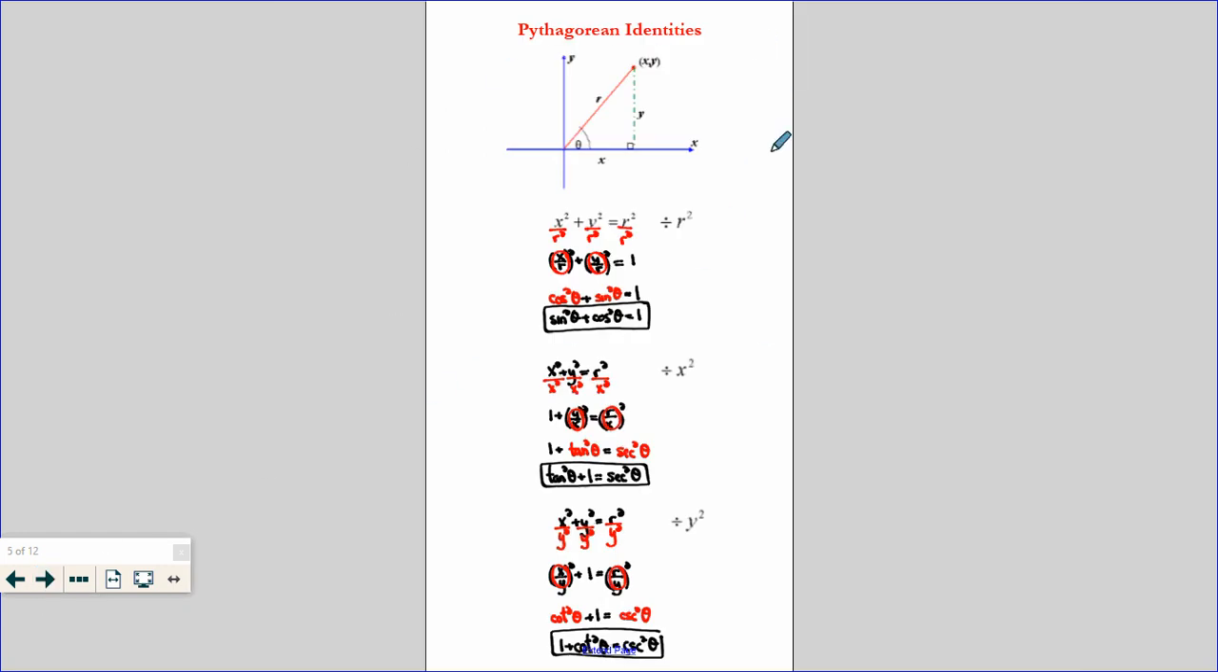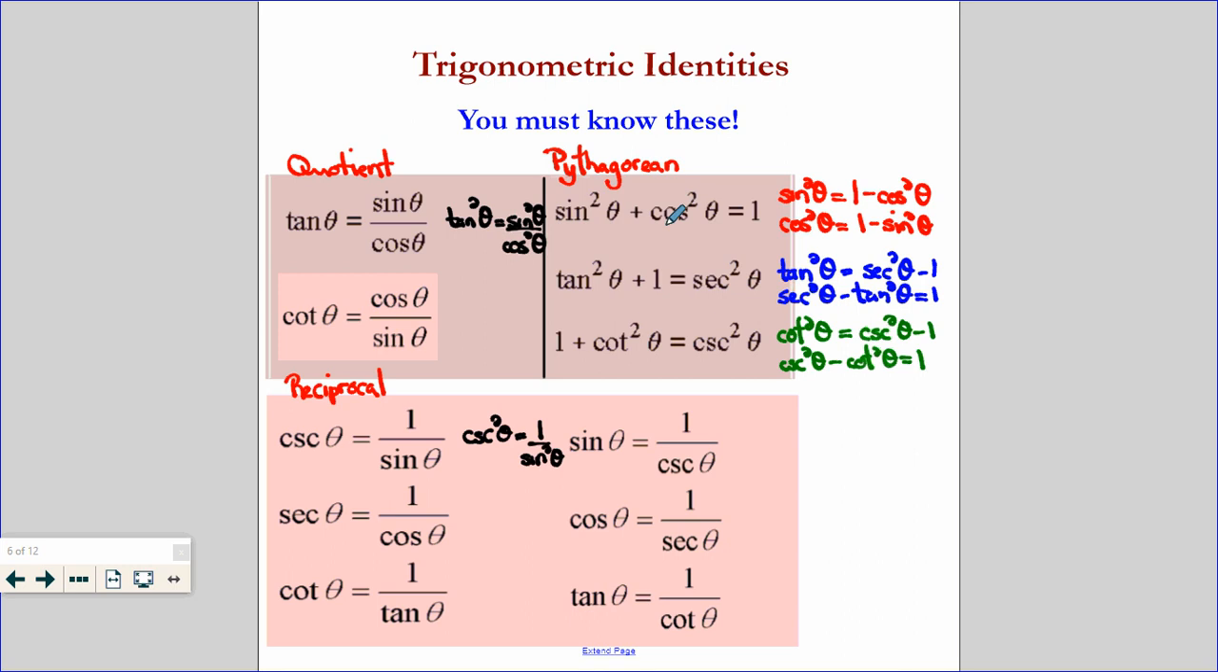These are the Pythagorean identities. That is how they are developed or derived. I don't really want to get into that in this video. I just want to show you what they look like. These are the Pythagorean identities, and these are other forms.